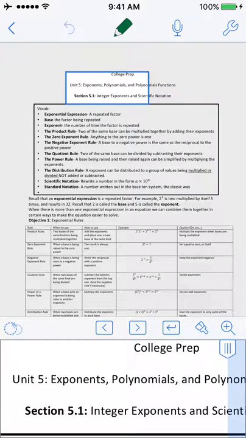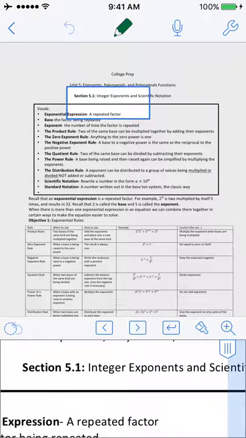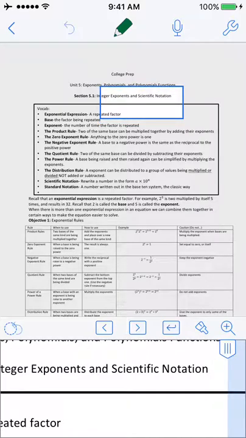But basically we're going to step away from those linears and get into the higher power equations, those quadratics and the cubics and the things like that. But before we do that, we have to talk about the exponents that go with that. So today's section 5.1, integers and integer exponents, and scientific notation.